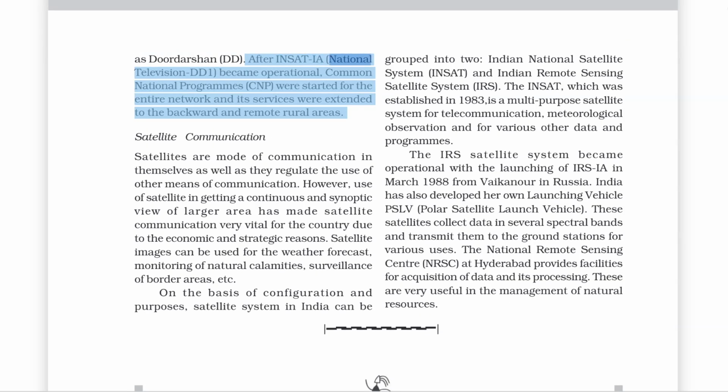Doordarshan, DD. After National Television, DD1, became operational, common national programs, CNP, were started for the entire network and its services were extended to the backward and remote rural areas.